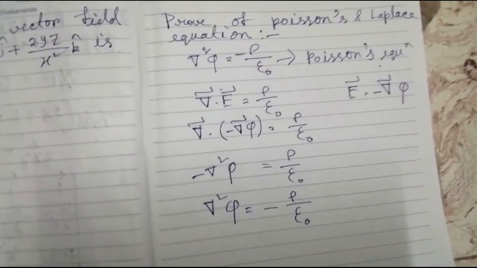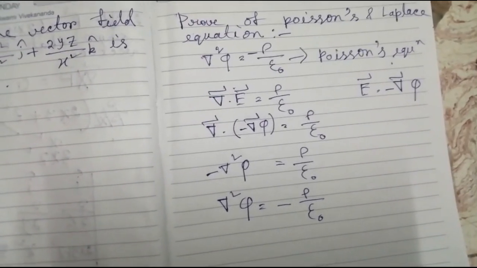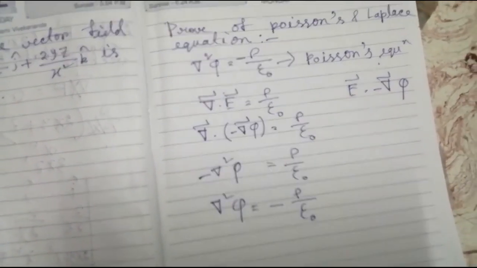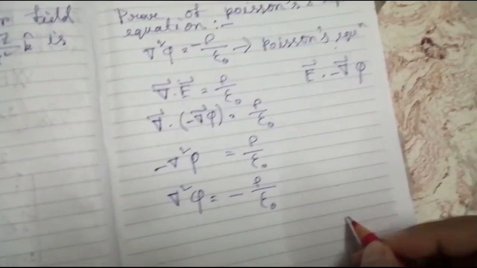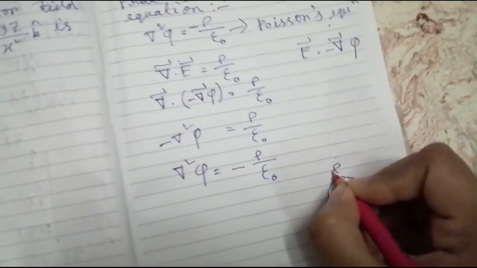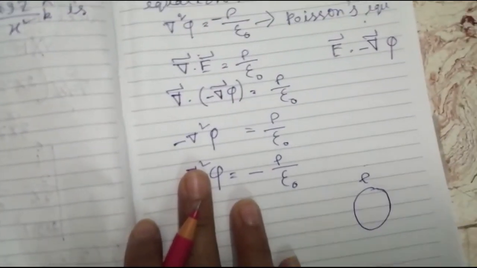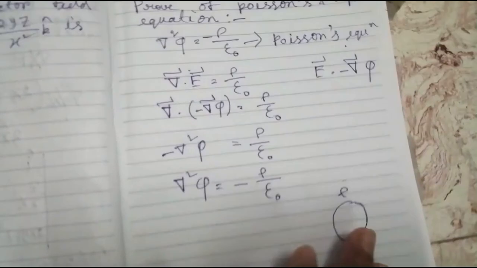Now the last one for today is the Laplace equation. So how to prove it? Just one more line you have to do, but you have to understand. Okay, so how to do it? Here, suppose this is the sphere. The charge rho is present here. Initially we assume that the charge density rho is here.